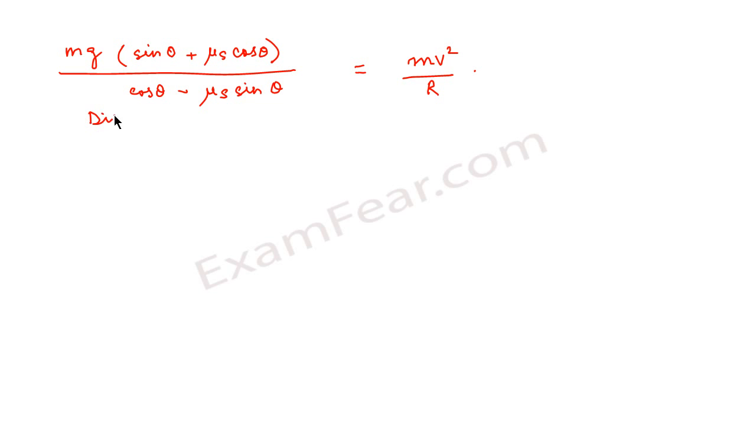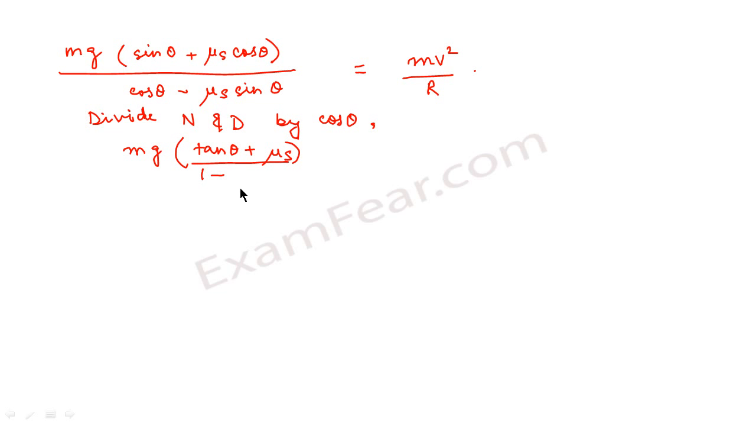Now to simplify the calculations, let us divide the numerator as well as the denominator by cos theta. So what do we get? We get mg (tan theta + mu s) divided by (1 - mu s tan theta). This is equal to mv square by r.